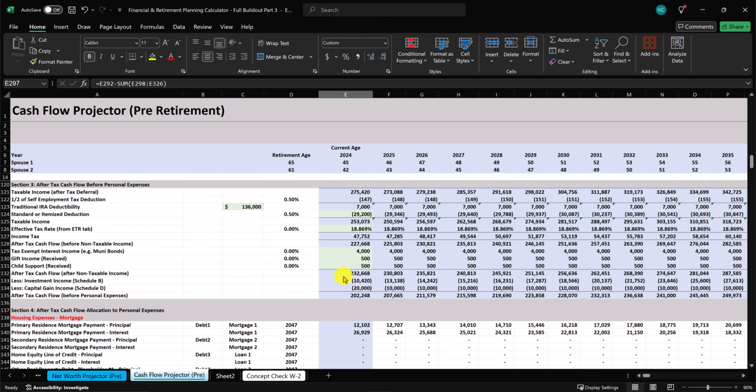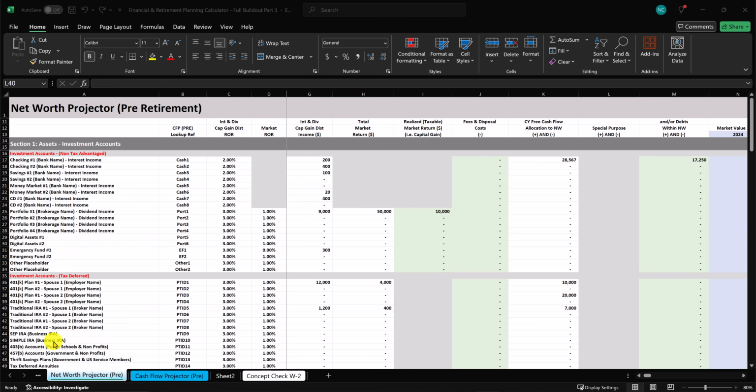So the way I am preventing it from being double counted is after it gets taxed, the tax effect of it stays in this number, which is ultimately our cash taxes. But the income portion, the actual $10,420, we're going to take out right here so that it doesn't end up in our net worth twice. And then the same concept is going to be true with the capital gain income.